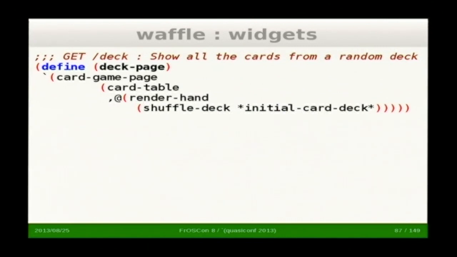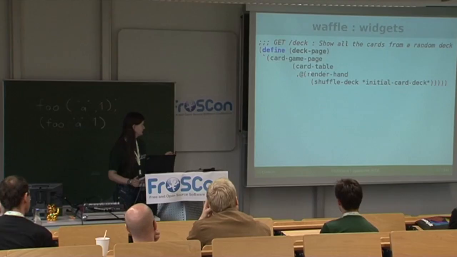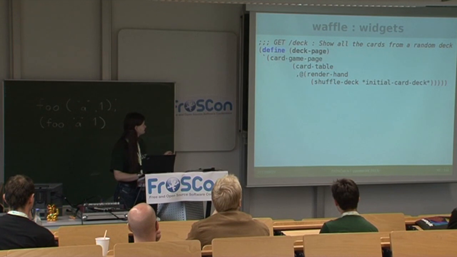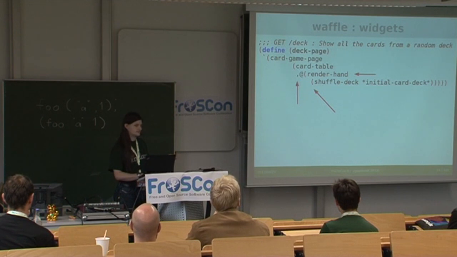And then we have a table on which we want to put the cards. So if you were going to extend the game, you can make this maybe a green table with little corners and stuff. And then this is where you have to make your decision about the factorization of your widgets. Because here we unquote, and then we run this procedure called render hand, and then we pass to that procedure the output of the shuffle deck, and we pass a deck in. And these aren't widgets, but they're probably procedures that do return widgets. Is everyone following? Am I making sense?